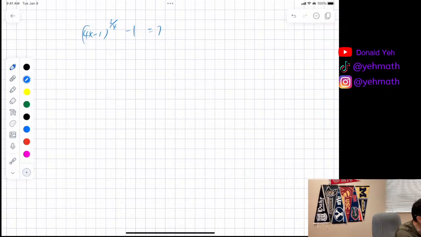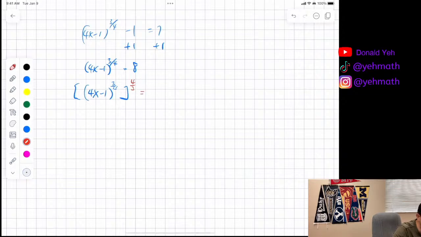If you ever have a rational exponent equation, you have to get rid of the rational exponent, but you have to isolate first. So I'm going to add 1 on each side. So that's going to be 4x minus 1 to the 3/4 is equal to 8. Did you do that first? Okay, so now, in order to get rid of the 3/4, like we talked about yesterday, what kind of power do I need to apply here?